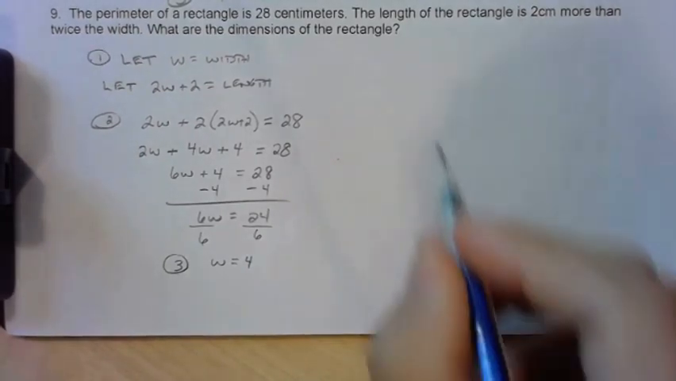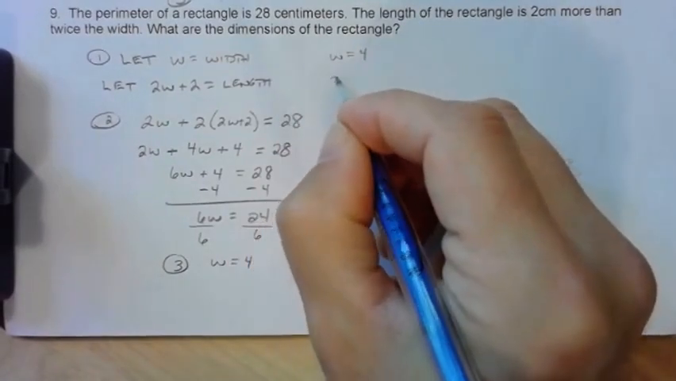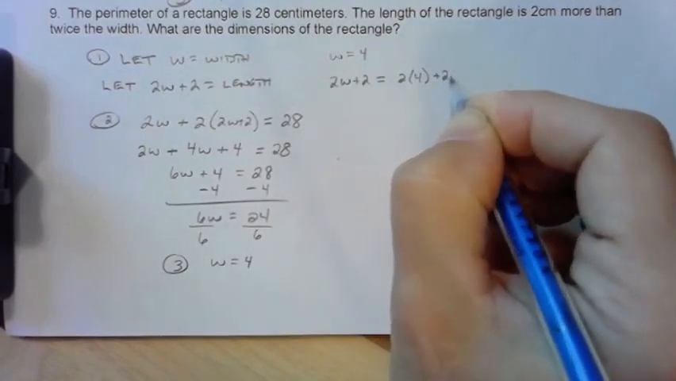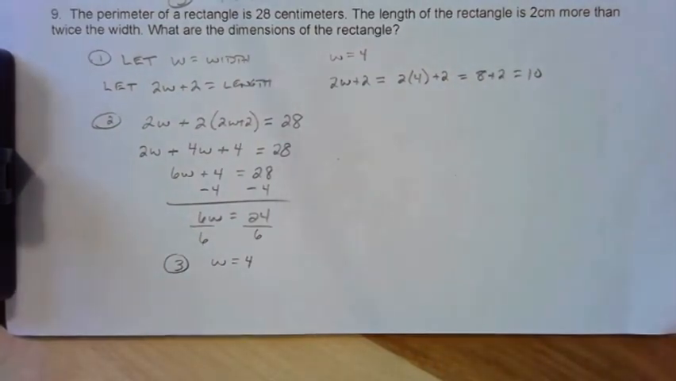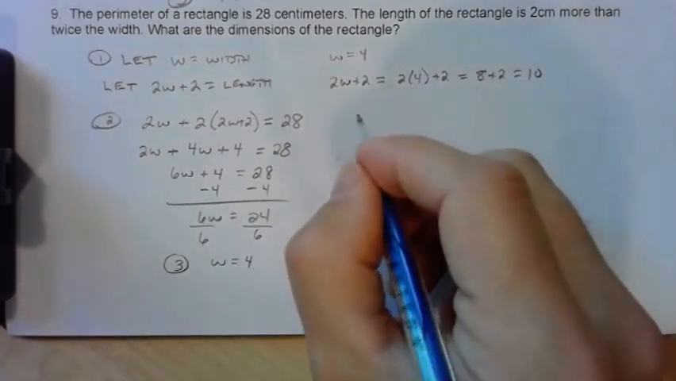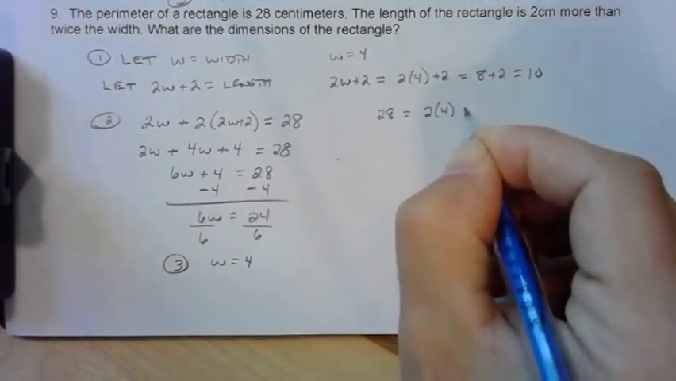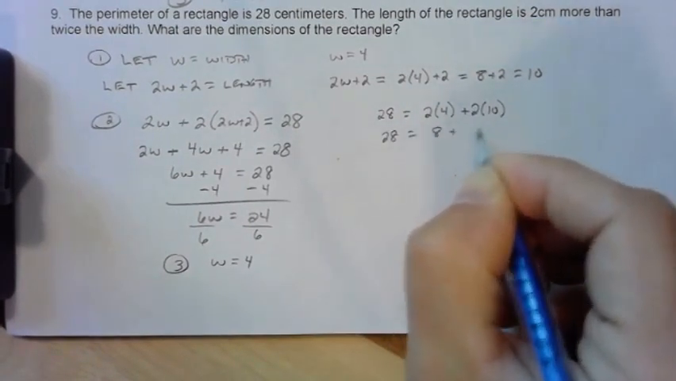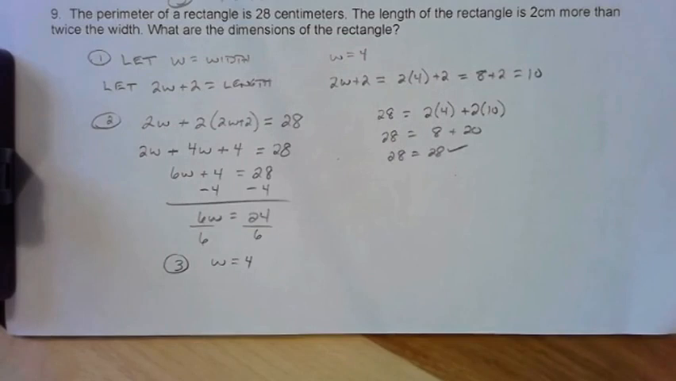Now let's get our dimensions. W, the width, W is 4. The length, 2W plus 2, becomes 2 times 4 plus 2, which becomes 8 plus 2, or 10. All right, so if I were to find the perimeter, would those numbers work? Well, again, the perimeter was 28. Is that 2 times the width plus 2 times the length? Well, 2 times 4 is 8, and 2 times 10 is 20. Well, yeah, 8 and 20 definitely makes 28, so our numbers work here.